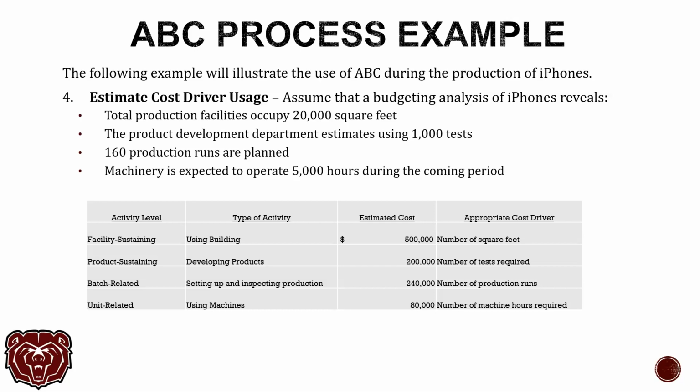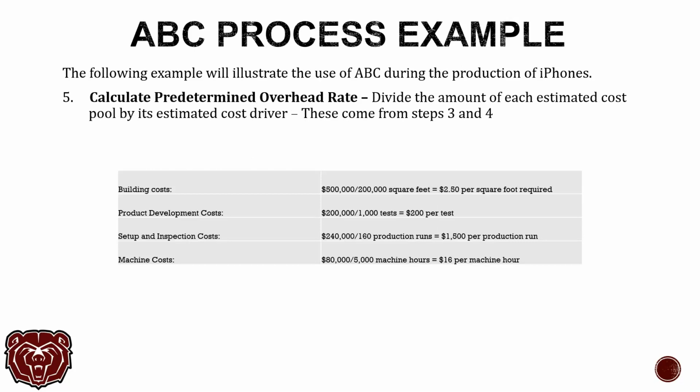So just so you know, this is a simple one. More complex ones, you will have many different facility sustaining costs, many different batch related costs, many different unit related costs. So you'll have to be able to classify those. So step 5, we're going to calculate the predetermined overhead rate. Remember, this is the rate that we will use when we are estimating how much we want to allocate to our work in process account.